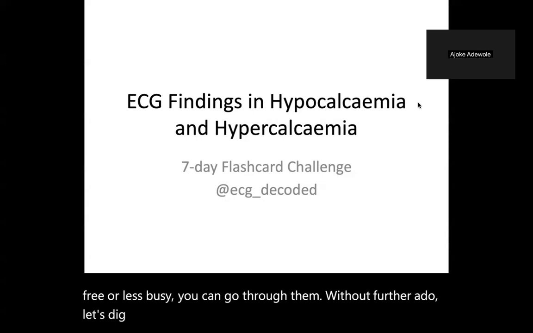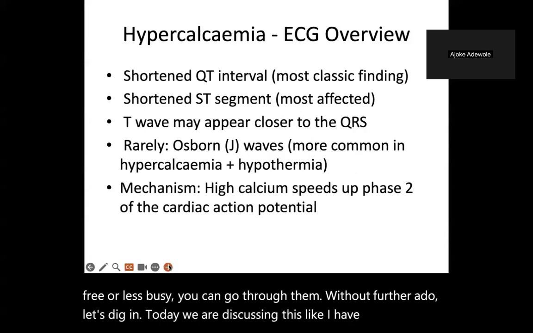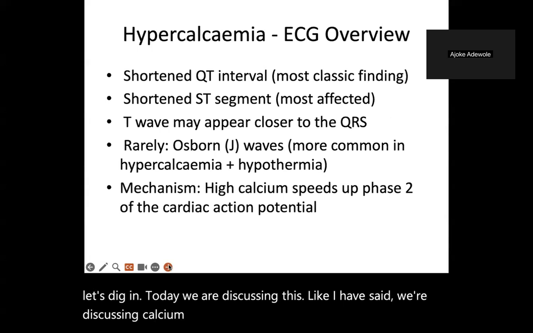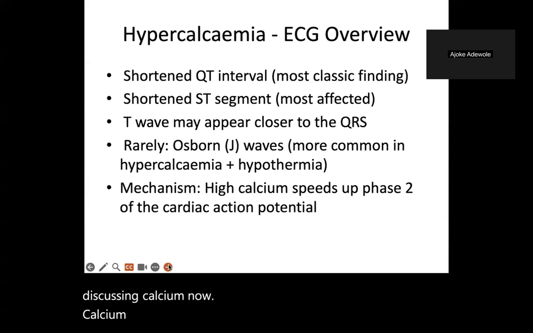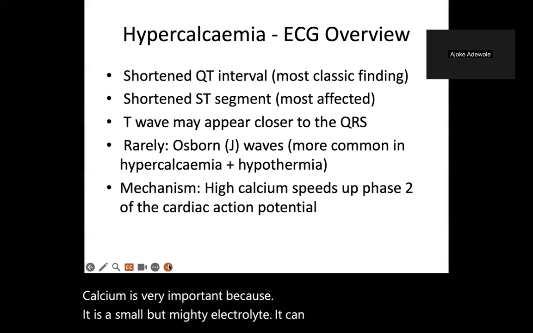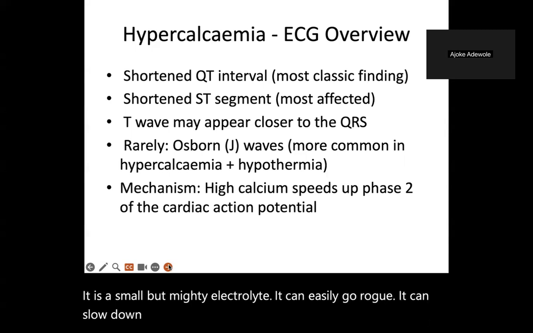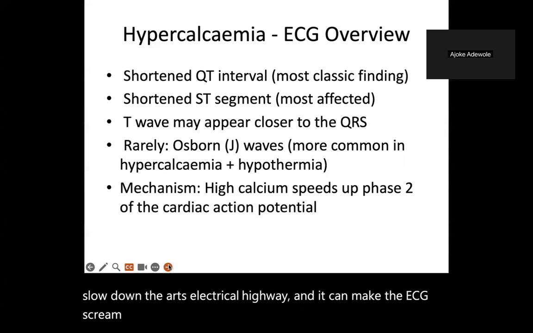Today we are discussing calcium. Calcium is very important because it is a small but mighty electrolyte. It can easily go rogue. It can slow down the heart's electrical highway, and it can make the ECG scream. So it's not to be toyed with.